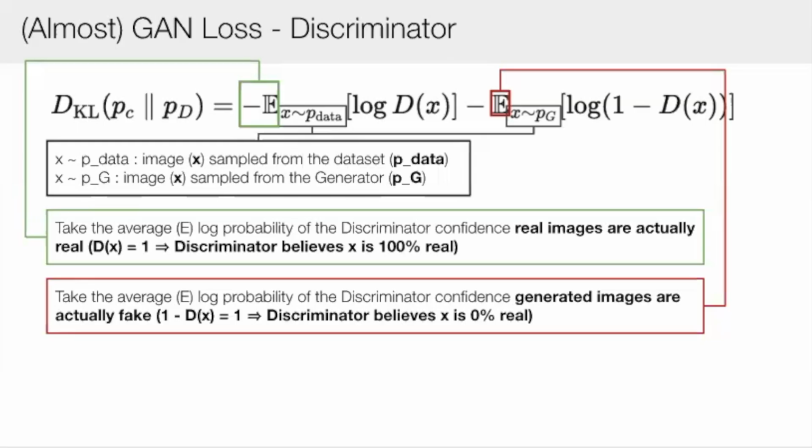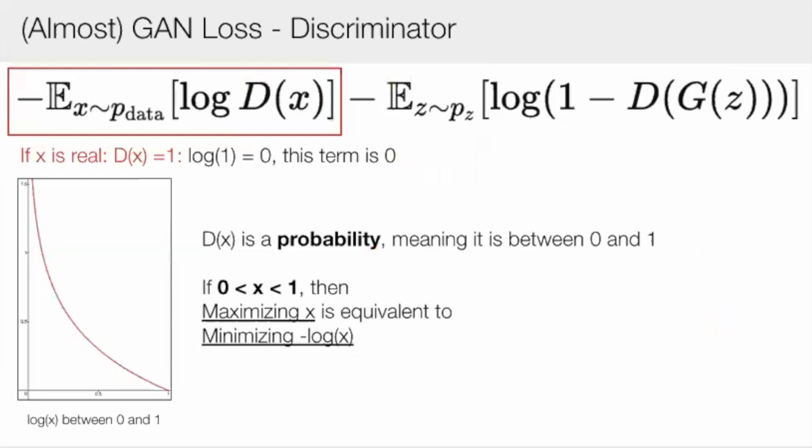The second term is where we sample from all the generator's outputs. We take 1 minus the discriminator's confidence that it's real, and we average over all those log probabilities. Then we take the negative of each term and add them up. First, let me backtrack a little bit. This is a loss function, and we want to minimize this. So let me actually move up a little bit. I visualized minus log x.